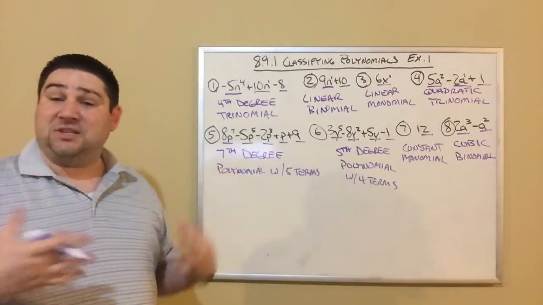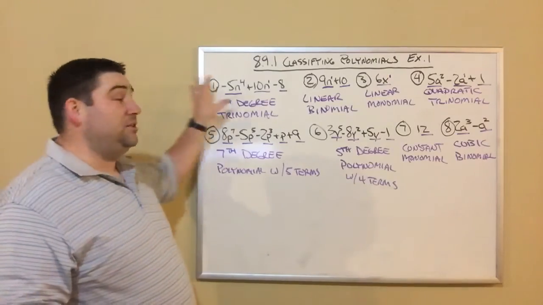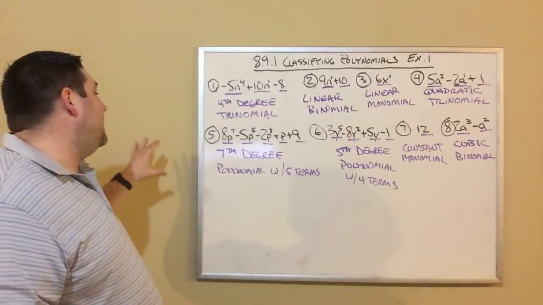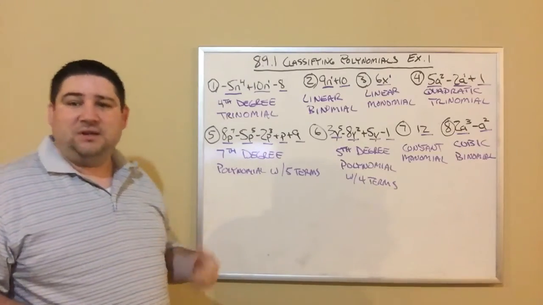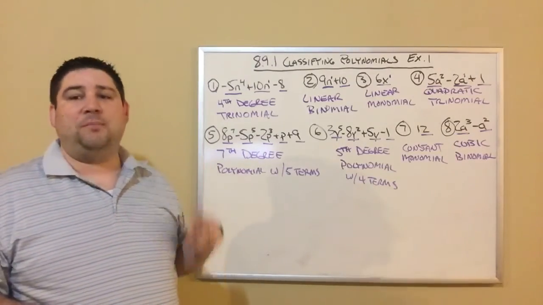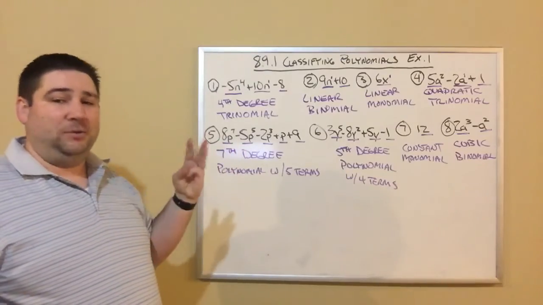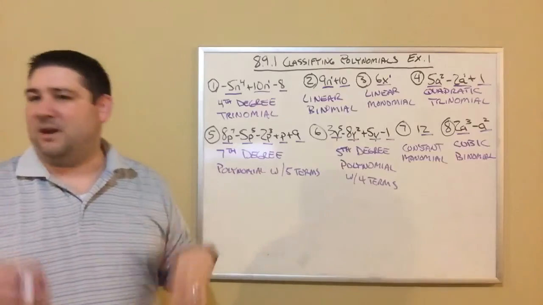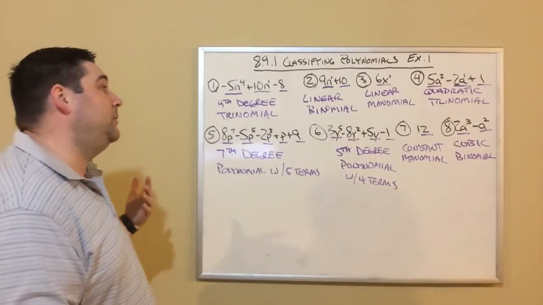So this was classifying polynomials. You classify polynomials in 2 ways. You name them by their degree, which is just the highest exponent in any term, and then also by the number of terms. So it's going to be a monomial, which is 1 term, a binomial, 2 terms, trinomial, 3 terms. Anything more than that, you just say polynomial with 5 terms, polynomial with 8 terms, however many there are.